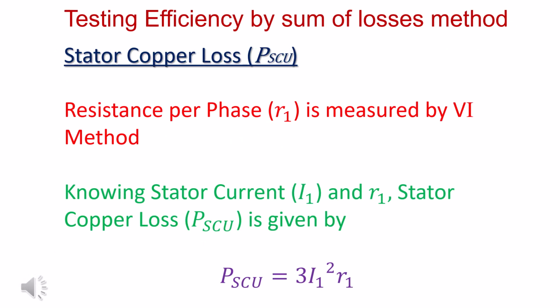Stator copper loss is measured as follows. The resistance per phase R1 is measured by the VI method. Knowing the stator current I1 and R1, stator copper loss is given by PSCU equals 3 I1 square R1.